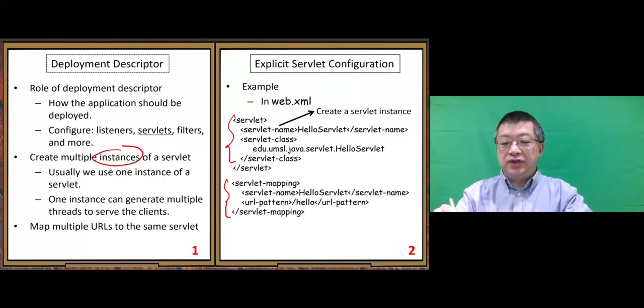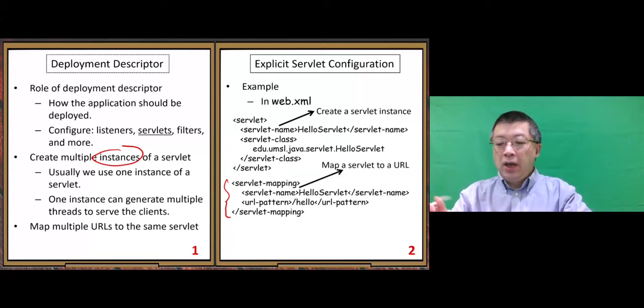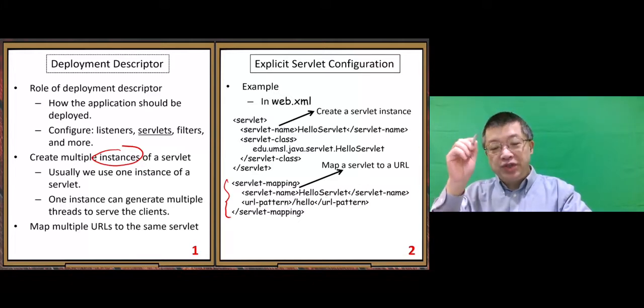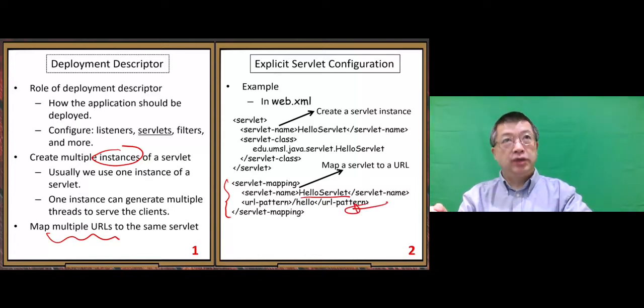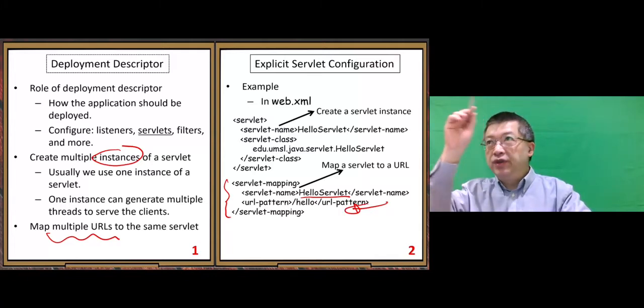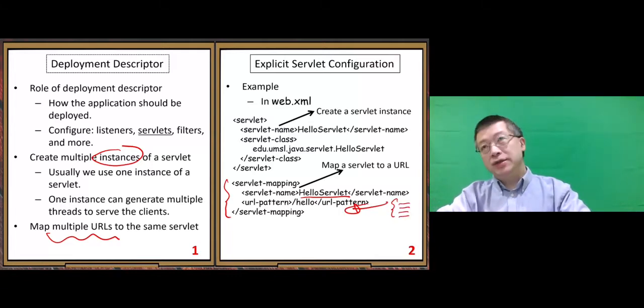Here, create a servlet instance. So this element does that. Map servlet to URL, doing this one-to-one mapping. But later we will see multiple URLs, one-to-many mapping. Because we may want to use the same servlet on different URLs, so you can add a few more URLs here. That's okay.